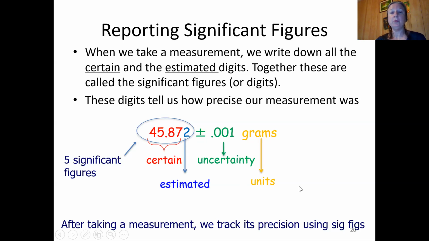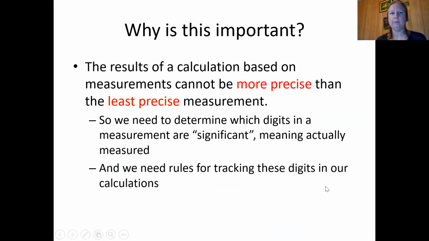And there are rules to determining what is a sig fig, which is the shortcut way of saying it, what's significant and what's not. And most importantly, how we use these rules for calculations. When you're adding or multiplying or dividing or subtracting multiple measurements, how do you determine how many digits should be in your final answer? Those are your rules.